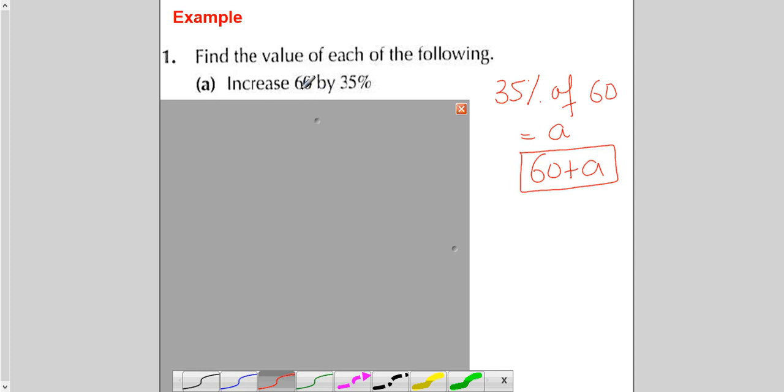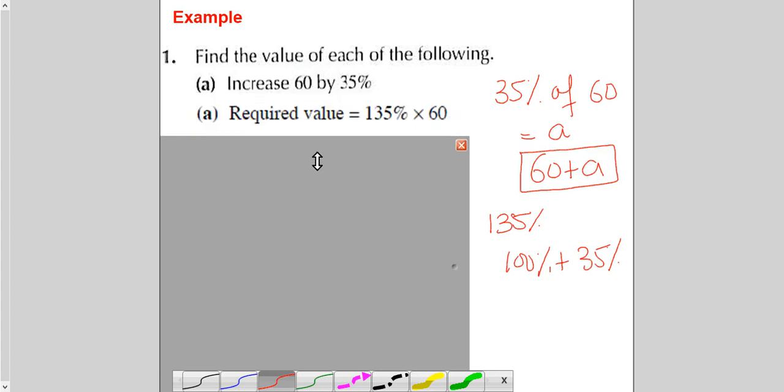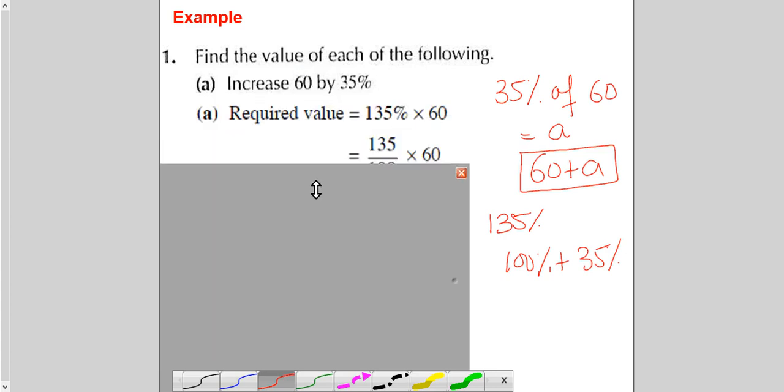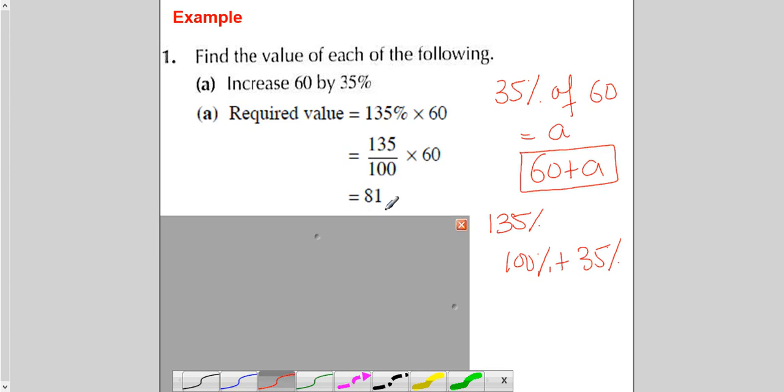So if you're increasing 60 by 35%, it means the new value will be 135%. Why? Because 100% was the original thing and you are increasing it by 35%. So the new price or new value will be 135% of 60, right? So you can calculate it directly and you will get the answer here.